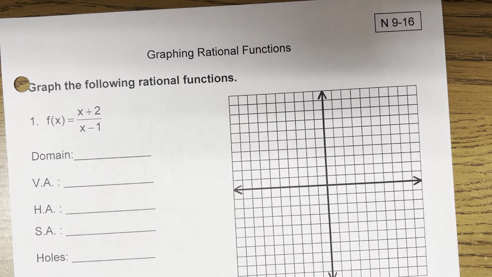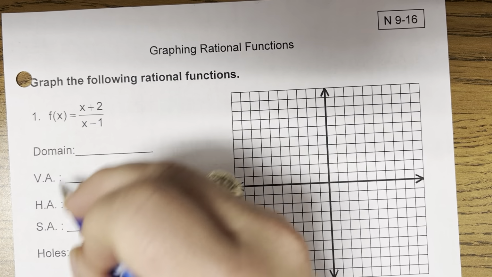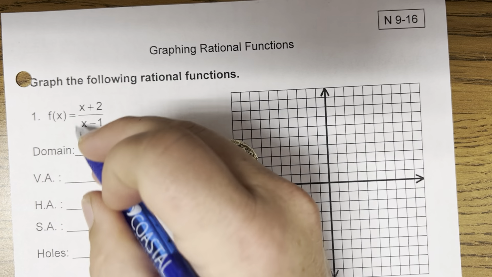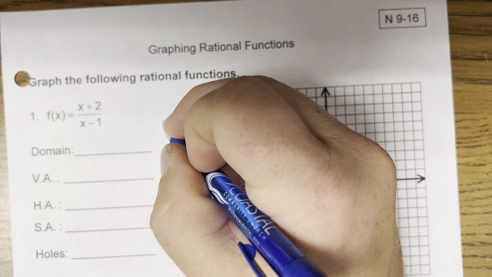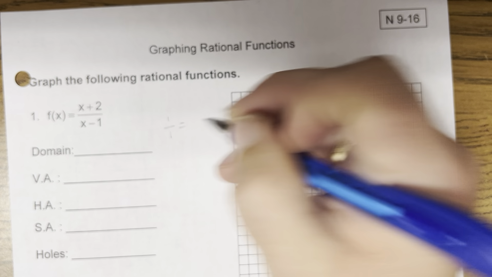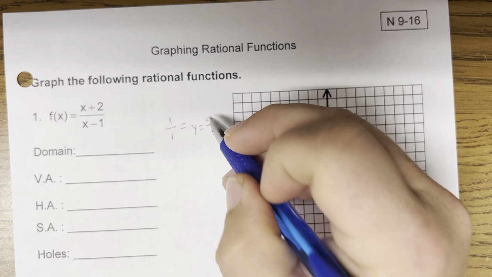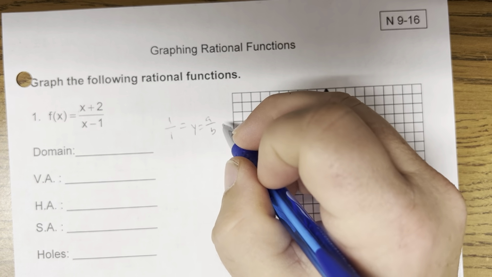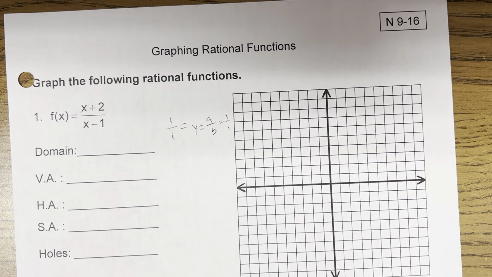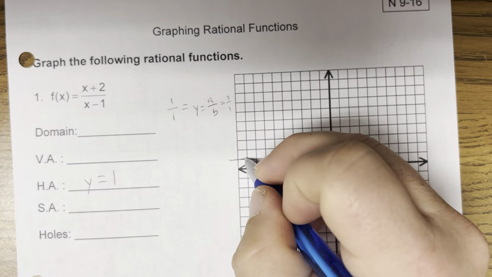And so first off, we're going to start off with the HA because I don't want to factor first. I just want to look at the degrees. For the horizontal asymptote, the degree on top is 1. The degree on bottom is 1. They're equal, and so when they're equal, we're going to look at y equals a over b. A is the leading coefficient on top, b is the leading coefficient on bottom, which is 1 over 1. So my HA is y equals 1. So I'll go ahead and make that horizontal asymptote, which means there's no slant asymptote.